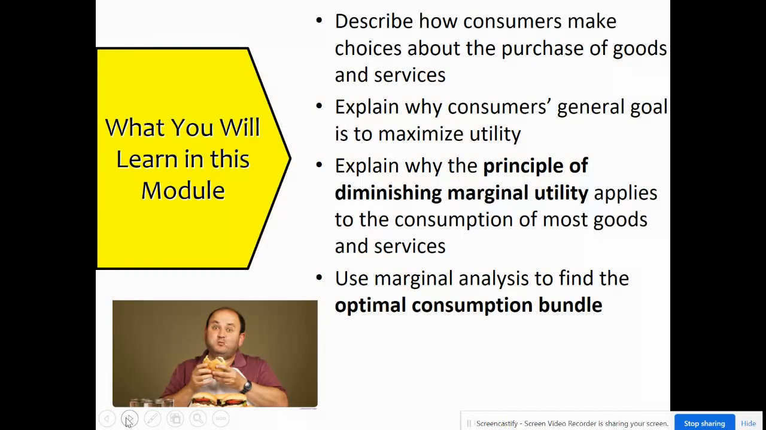So today we'll describe how consumers make choices on goods and services, explain why consumers' general goal is to maximize utility. We'll look at the principle of diminishing marginal utility, or I like to say the law of diminishing marginal returns. And then we're going to look at the optimal consumption bundle. So we're looking at a budget constraint and trying to look at the maximum amount of satisfaction that one can get.